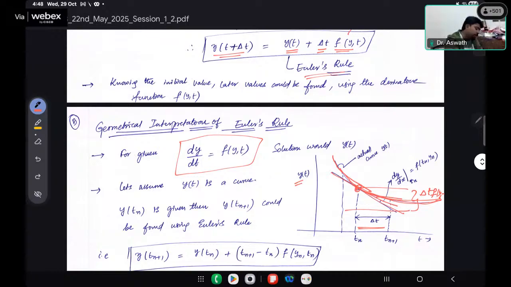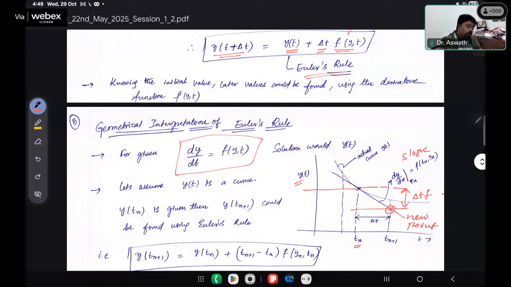Okay, let me write down neatly. So this is the slope function. Now for the slope function, you are multiplying by delta t, and you get this correction term, delta t into f. That much value you are going to add to the old value y. So y at t, and for that you add this much correction, and you get a new point.